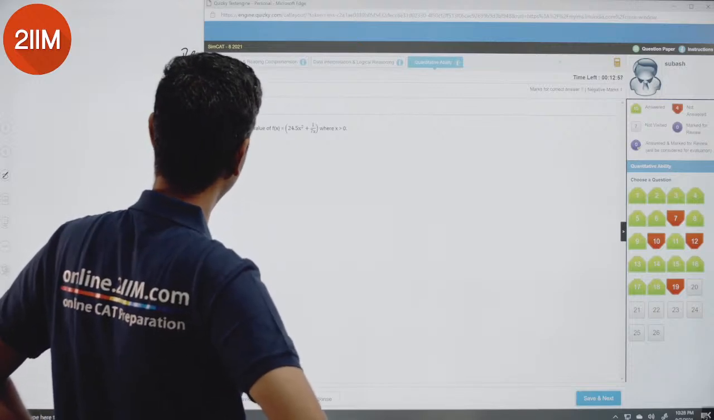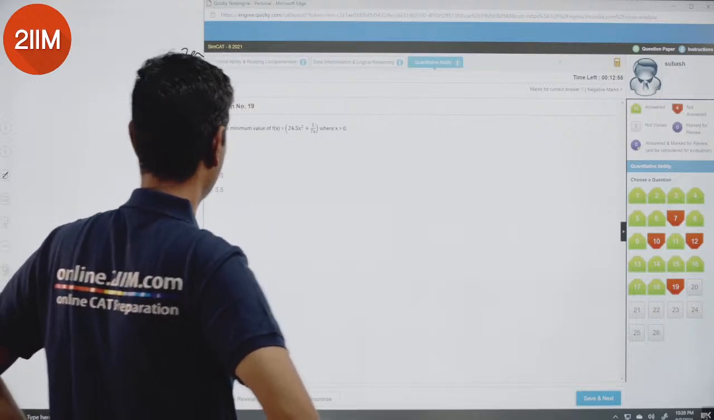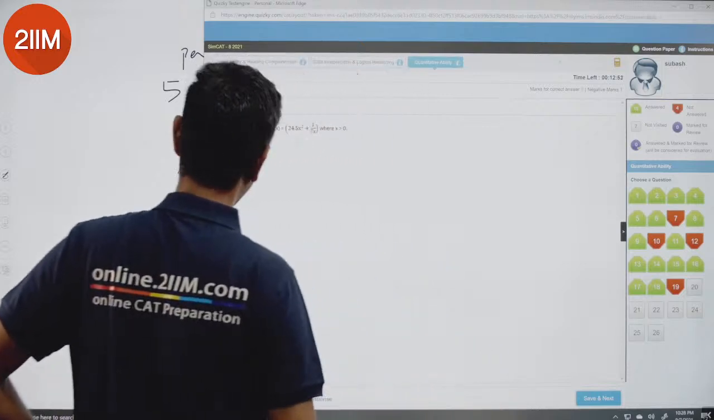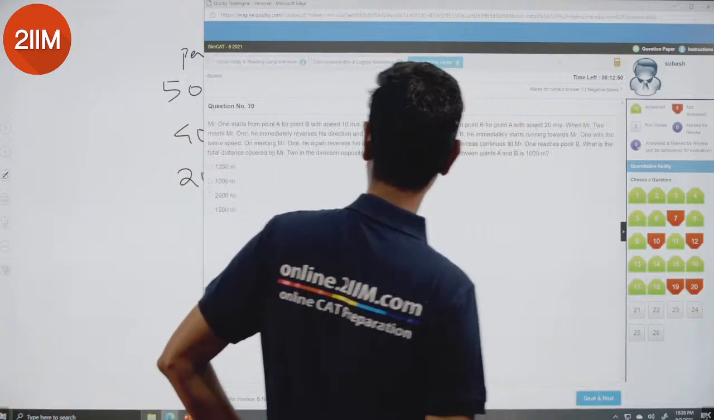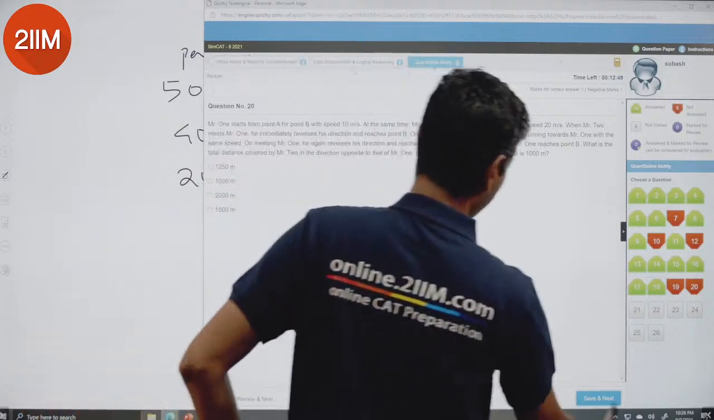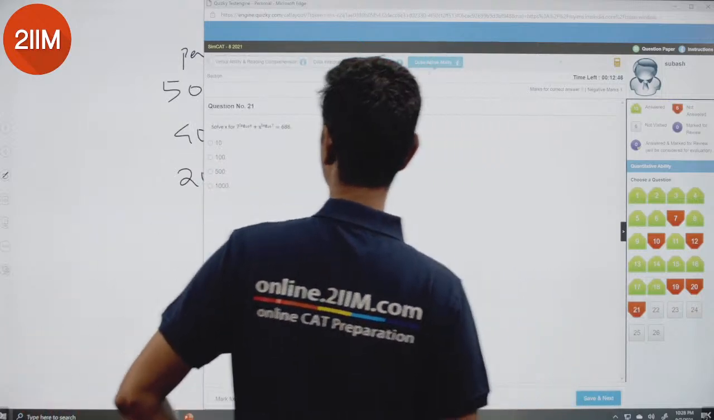Minimum value of 24x square plus 1 by 7x, where x is greater than 0. I'm not touching that. I will come back to this if I have time. I like those kind of questions. Speed, time, distance, long question, let me optimize on time.